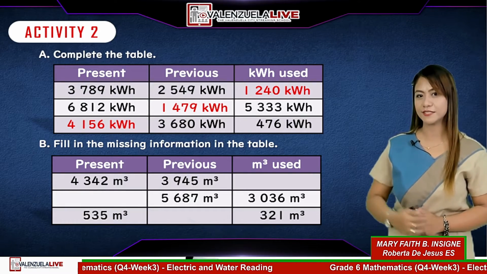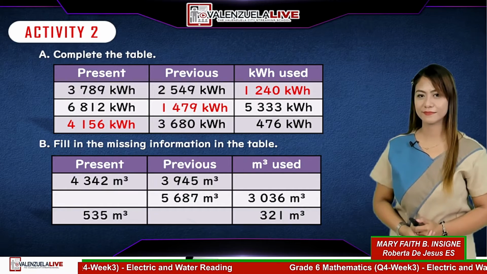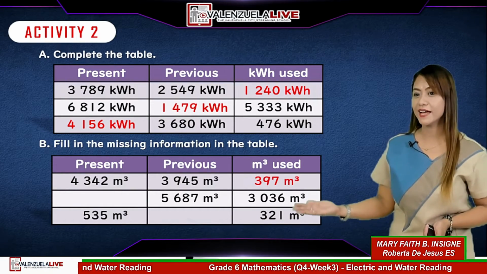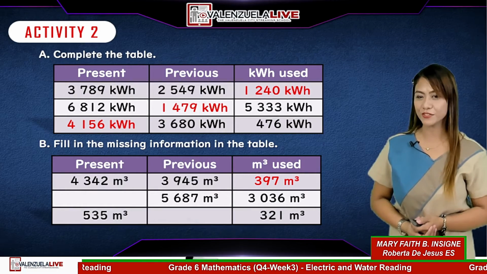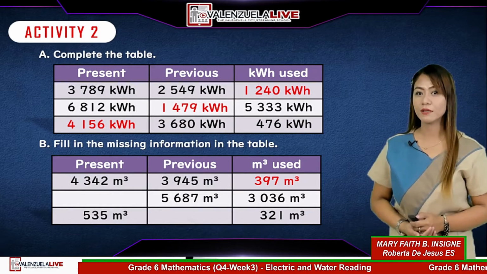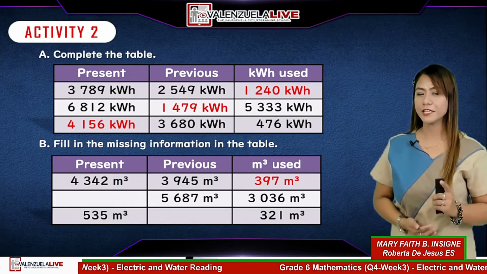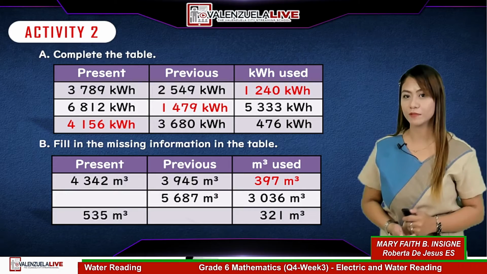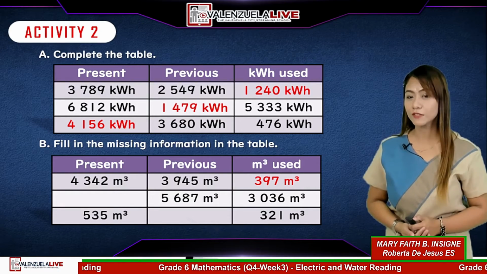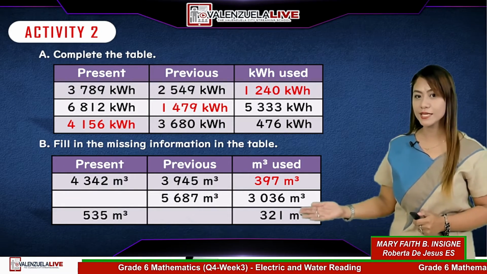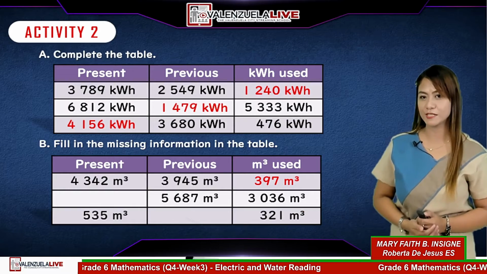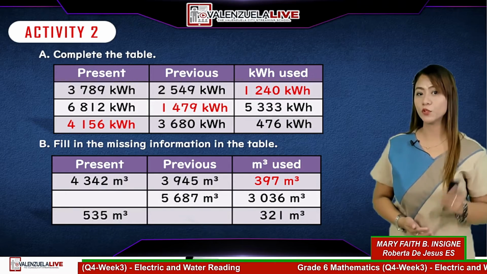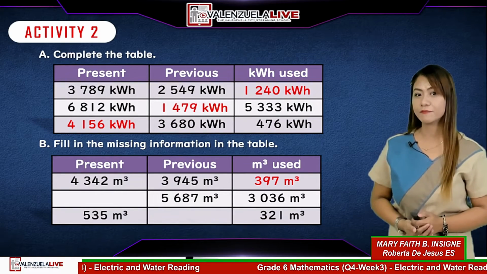What is your answer? Good job! The answer is 397 cubic meters. For number 2, find the present reading if the previous reading is 5,687 cubic meters and the water consumption is 3,036 cubic meters. All we have to do is to find the sum of cubic meters used and previous reading.